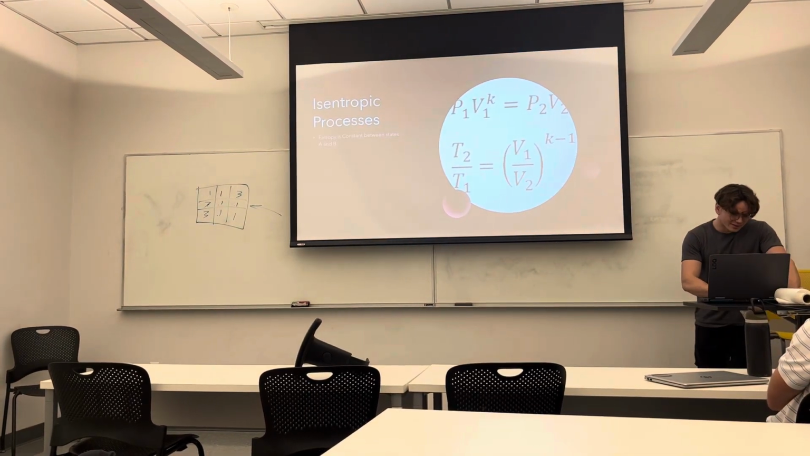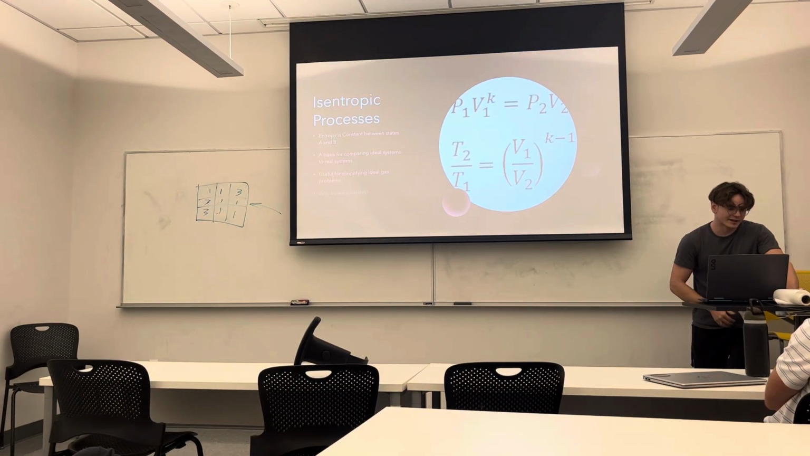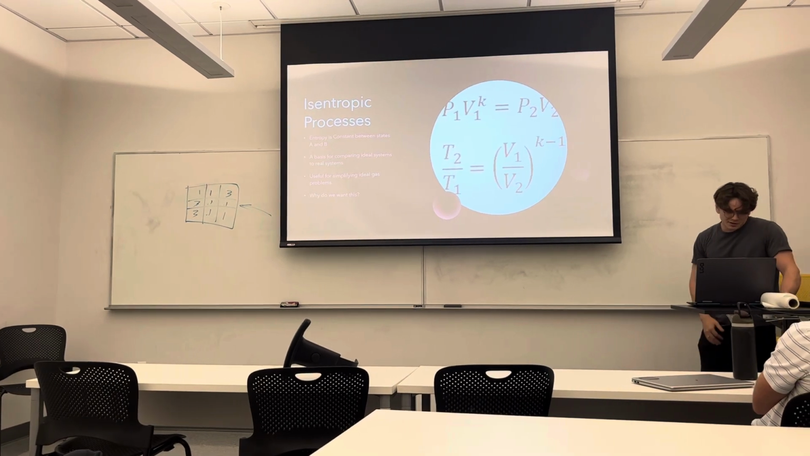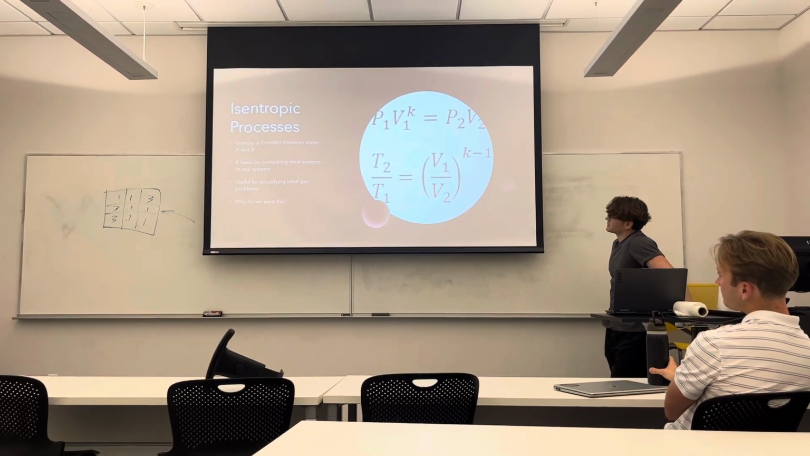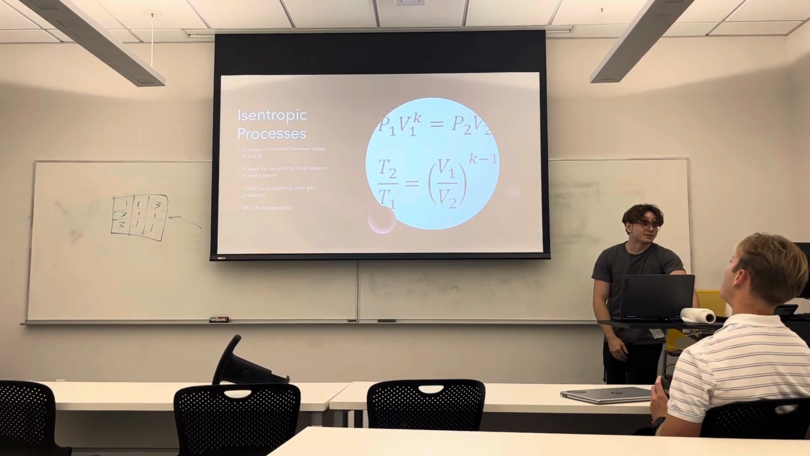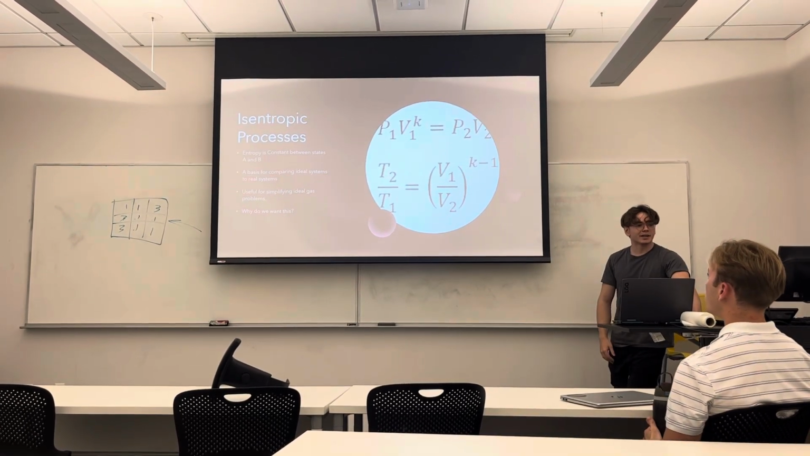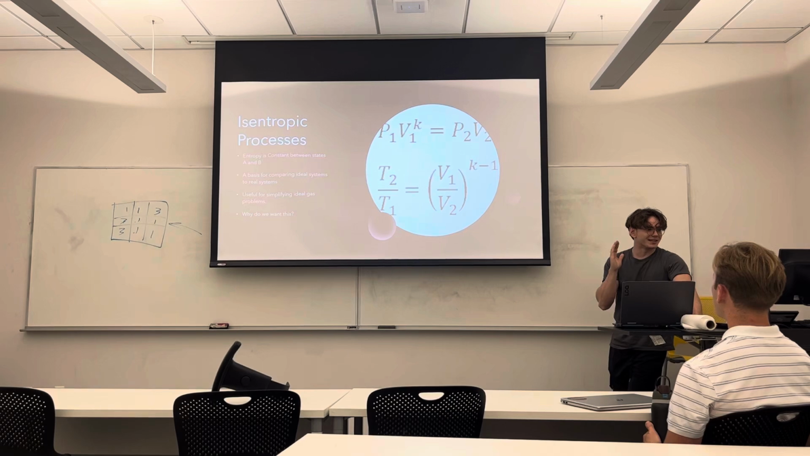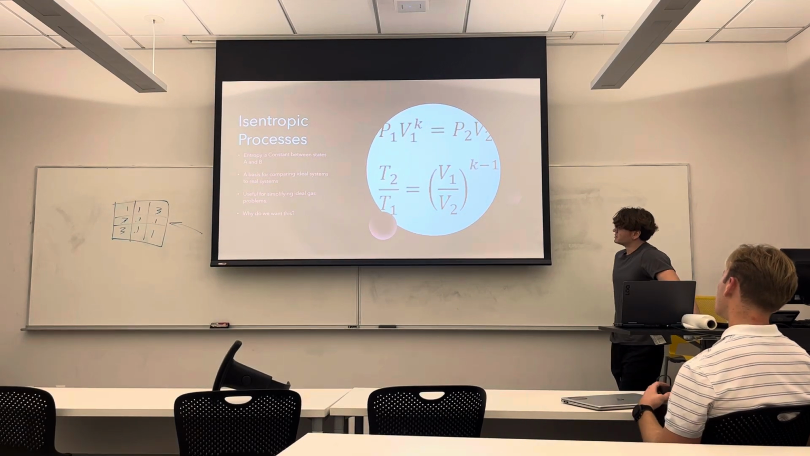So next, I'll talk about isentropic processes and what that looks like in this case. In an isentropic process, obviously what it says is entropy is constant between states A and B. So think of thermo cycles, it's a vertical line on a TS diagram. So the entropy of the 2 states is the same.